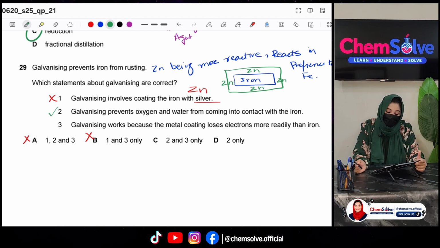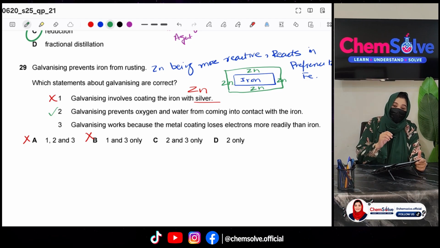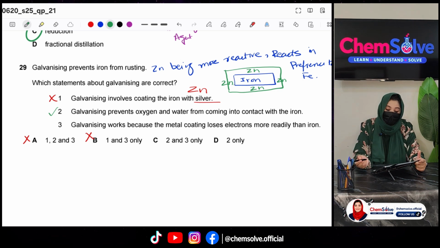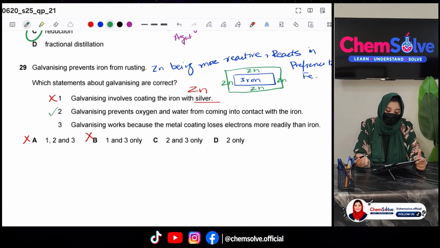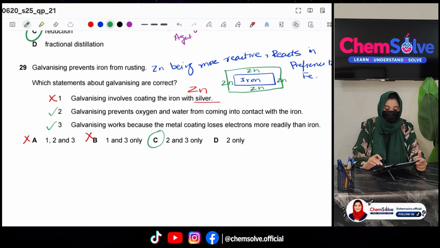Galvanizing works because the metal coating loses electrons more readily than iron. We have just discussed that zinc is more reactive than iron. So if a metal is more reactive, it means it will lose electrons more readily. So zinc will lose electrons more readily as compared to iron. So this is the correct statement again. That's why our correct option is option C.